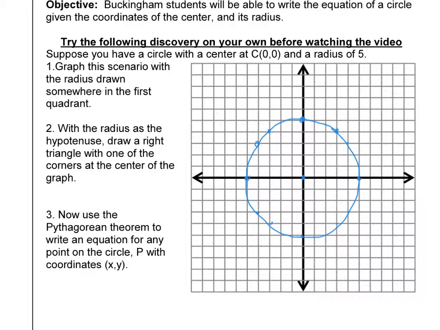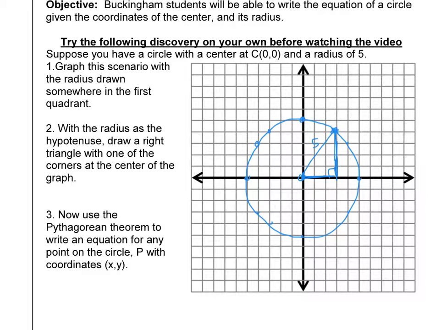Graph this scenario with the radius drawn somewhere in the first quadrant. So we're going to sketch a radius to some point like that, and we know that this radius is 5 because it's a circle with a radius of 5. Number 2: with the radius as the hypotenuse, draw a right triangle with one of the corners at the center of the graph. So one of the corners at the center of the graph, and this is the hypotenuse. A right triangle that we could draw would look something like this. There's a little right triangle.